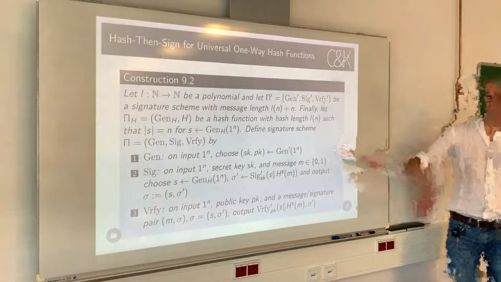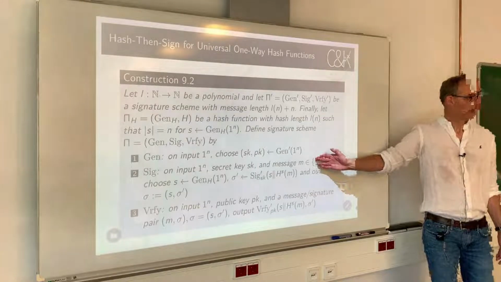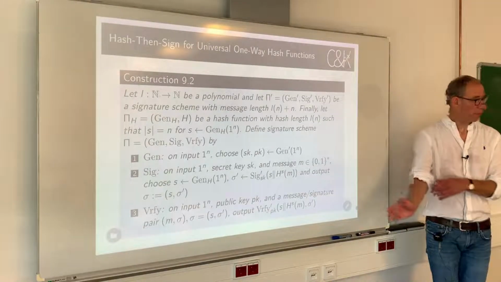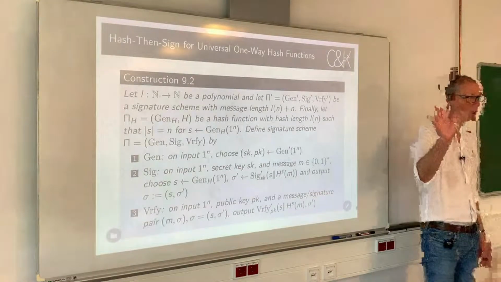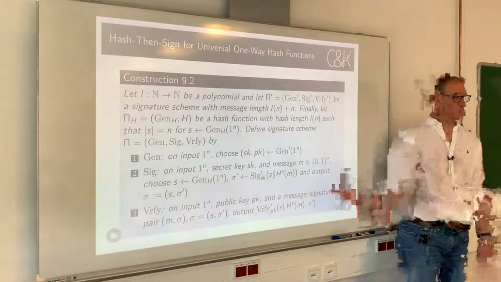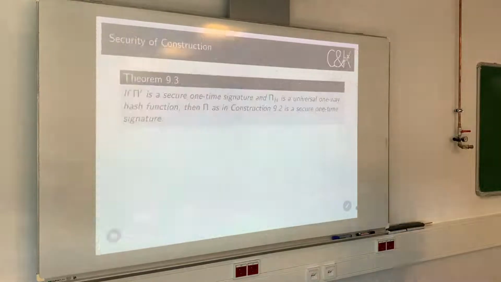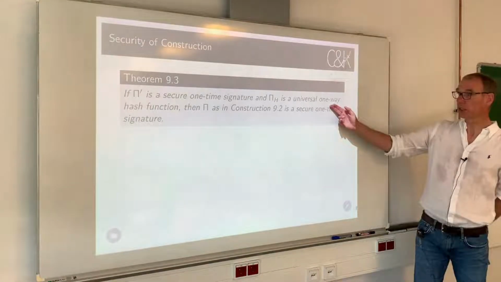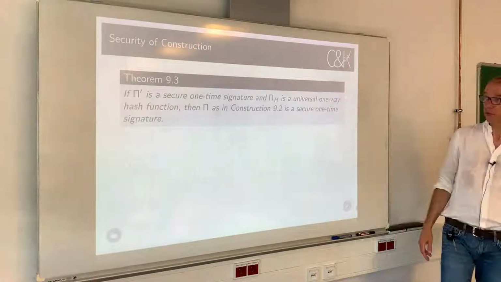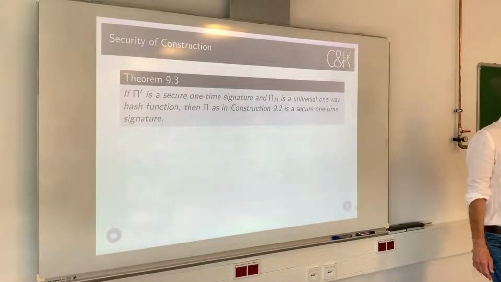Obviously, we could have done this construction as well with collision-resistant hash functions, but it would be wasteful. Because if we have a collision-resistant hash function, we can pick a general global hash key. If it's only a universal one-way hash function, we cannot do that. But what we can prove then is that if Pi prime is a secure one-time signature and Pi_H is a universal one-way hash function, then this Pi in construction 9.2 is actually a secure one-time signature.